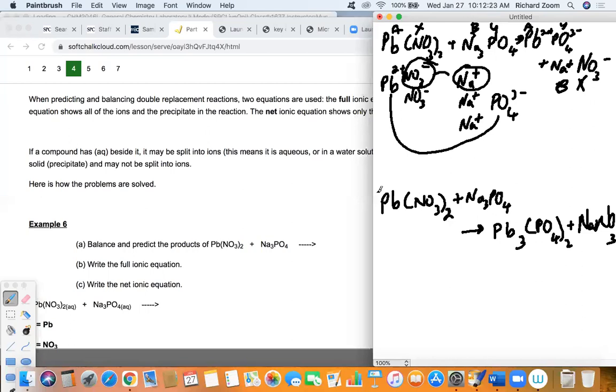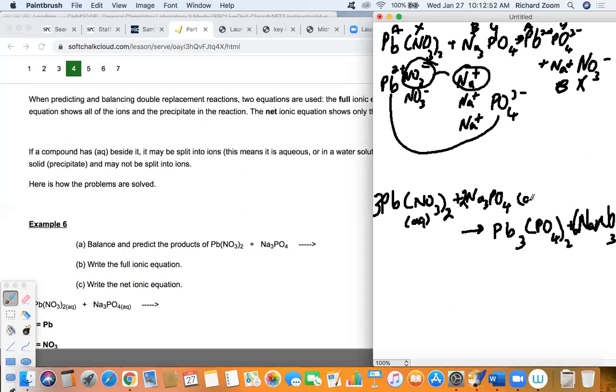All right, we can balance this. We can put a 3 in front of the Pb. That means there's 6 NO3s over here now, so I need a 6 in front of the NaNO3. And that means we need a 2 in front of the Na3PO4. That gives us 2 PO4s, which matches down here as well. So that's the balanced reaction.